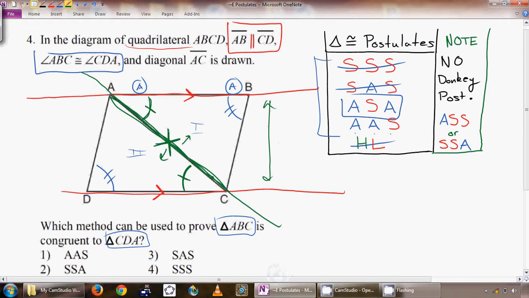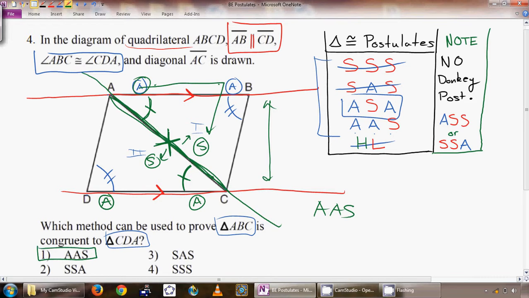Okay, so I've got angle angle side congruent to, so if I start here, angle angle side congruent to angle angle side. All right, that's the angle angle side postulate. So boom, there it is.